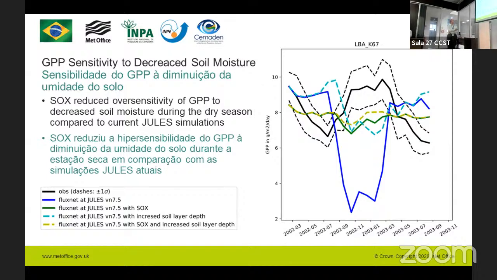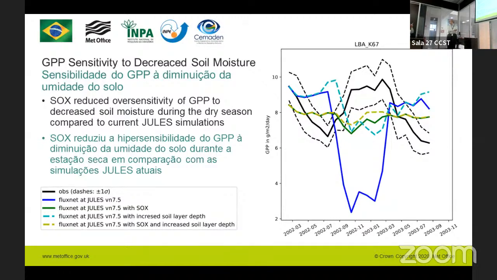So hopefully you can see JULES on its own does particularly badly handling the dry season in the Amazon. SOX improves it somewhat, and it seems to be following the line here more. It definitely doesn't improve the seasonality.